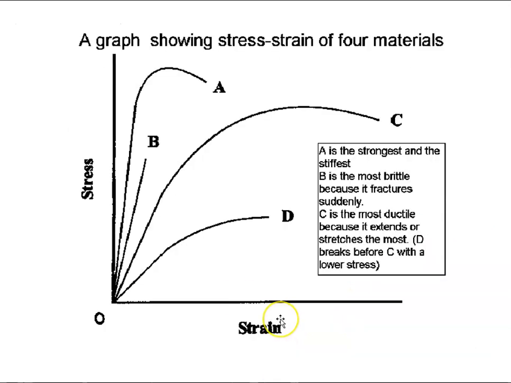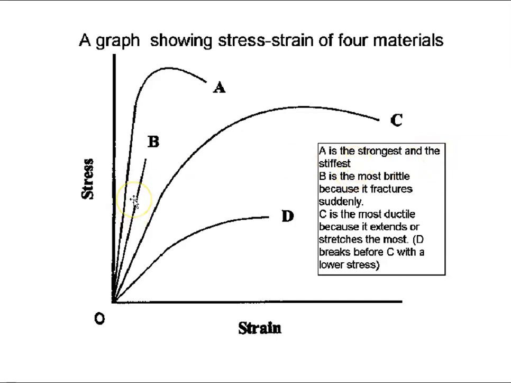Okay, let's look. This is a good one here. Again, this is very, very simplified. What this is showing is 4 different materials, A, B, C, and D, and how they react as they are loaded. All right. So A is the strongest and the stiffest.